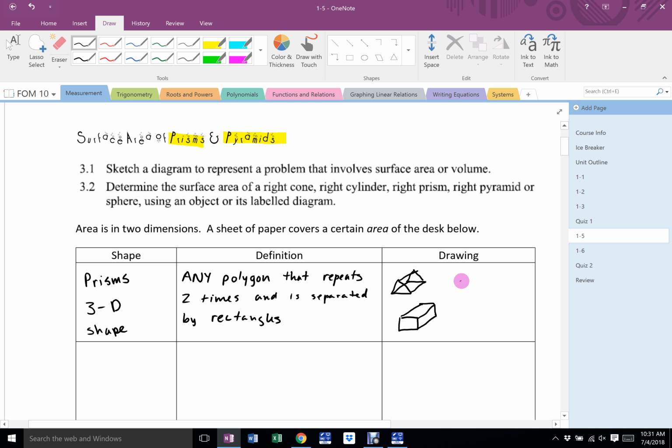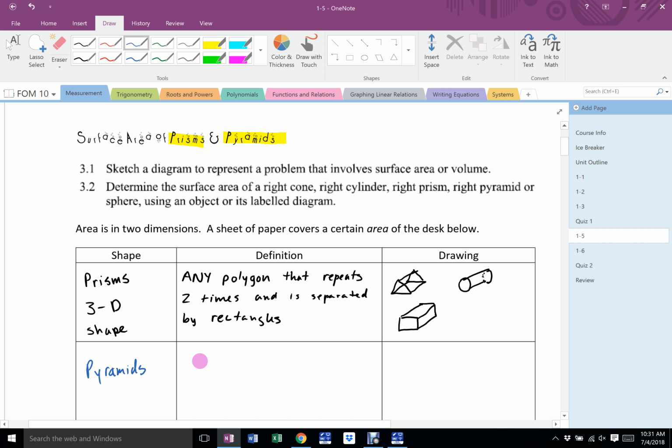What do I call a circular prism? A cylinder. Because it's two circles separated by one rectangle. Yes? Is everybody good with prisms? Excellent. Now, there's a difference between prisms and the second shape which we are speaking of today, which are pyramids.